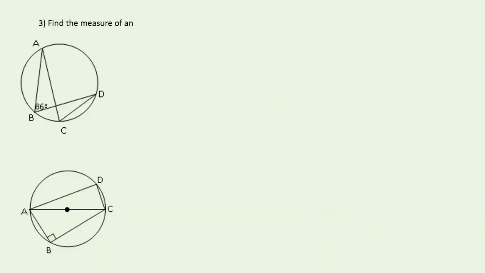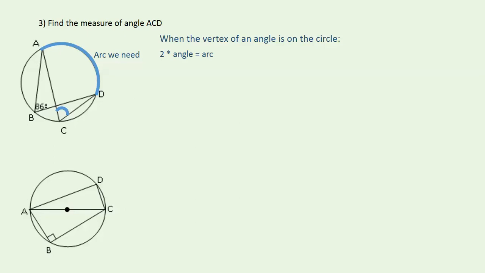Alrighty, find the measure of angle ACD. The arc we need: when the vertex of an angle is on the circle, 2 times the angle equals the arc. So, because the 86 degree angle is across from the arc we need, 2 times 86 degrees will equal my arc. 2 times 86 degrees is 172 degrees. So the arc we need is 172 degrees.